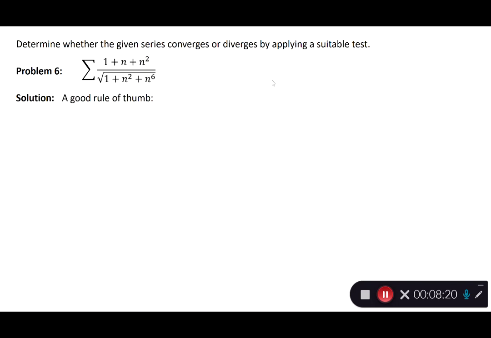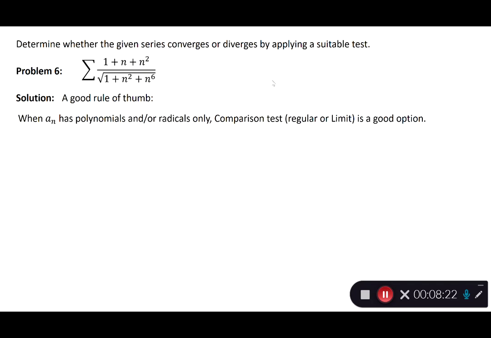And to me, a good rule of thumb is if this a sub n has polynomials and or radicals only, like we have at the top a polynomial, in the bottom we have a radical, you couldn't call the denominator a polynomial because it's got a radical in there, right? Usually a comparison test, either the regular one or the limit comparison test, is a good option. Okay, now pull the handout out and take a look at how the comparison and limit comparison tests apply.